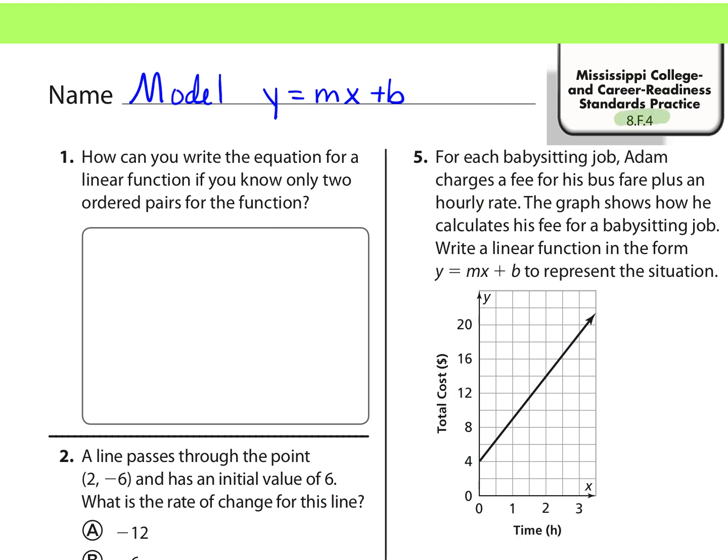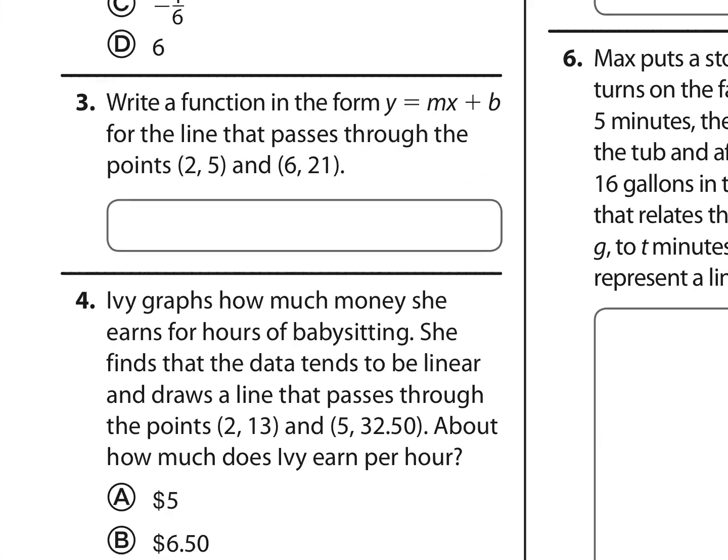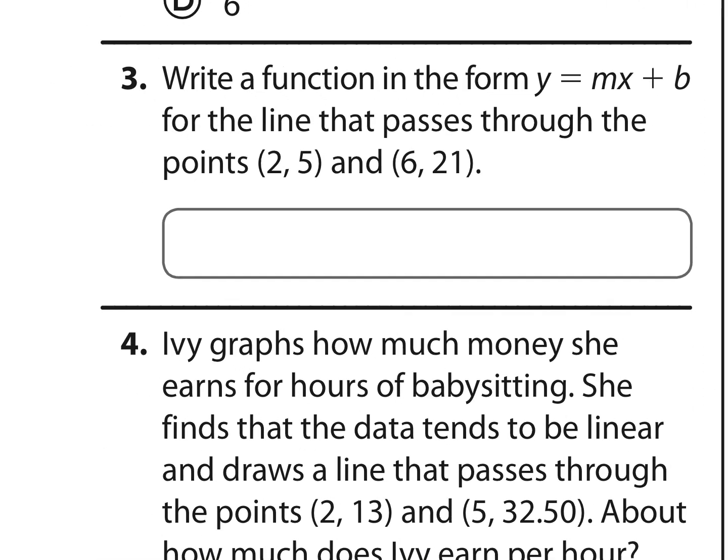Standard 8.F.4 is largely about modeling functions, and we're usually going to see those linear functions written in the form of y equal mx plus b. So we're going to start with this problem number 3. It says write a function in the form of y equal mx plus b for the line that passes through the points (2, 5) and (6, 21).